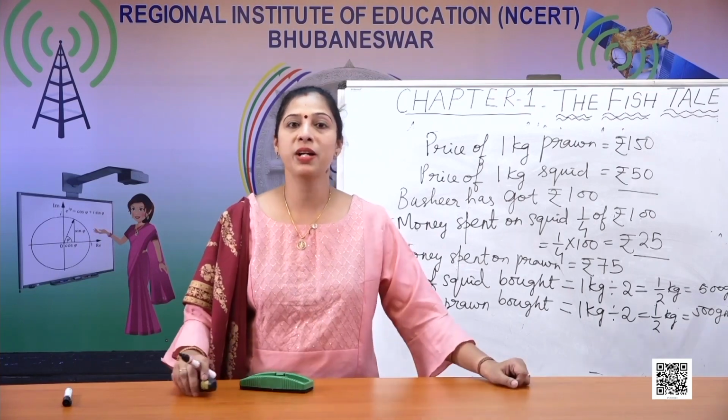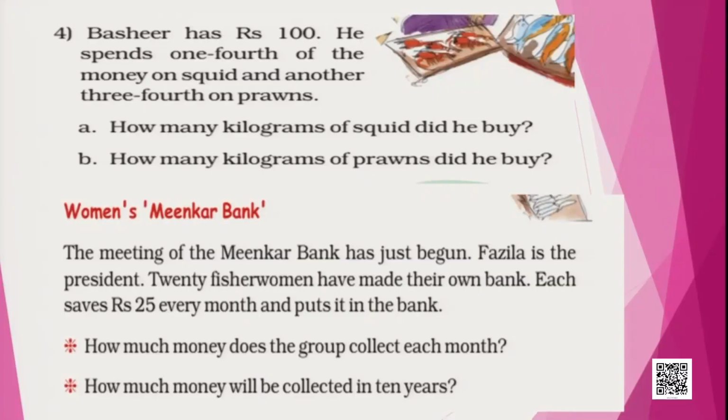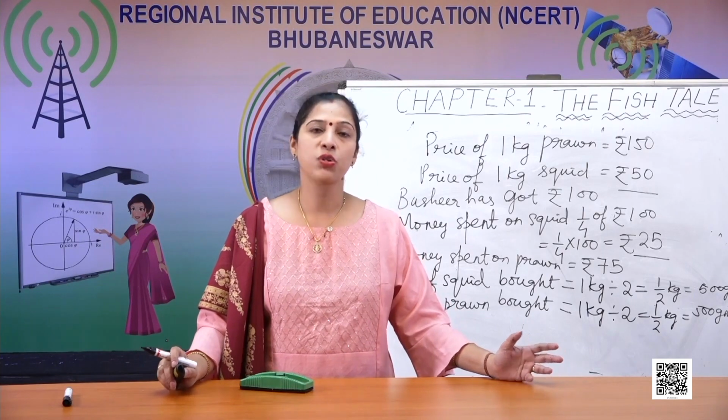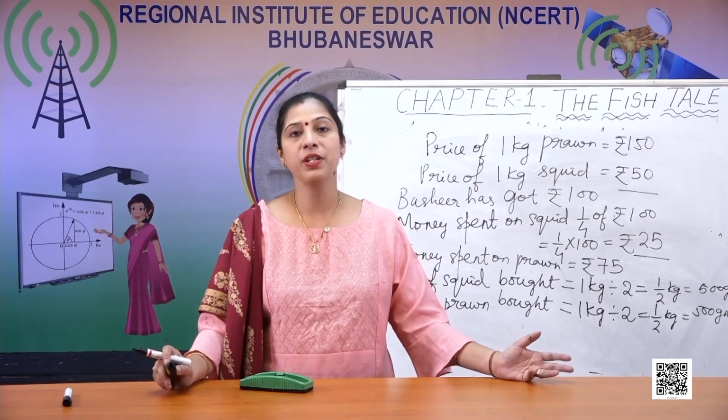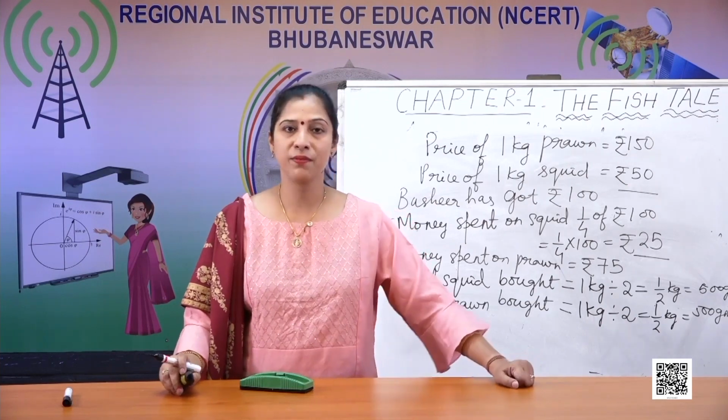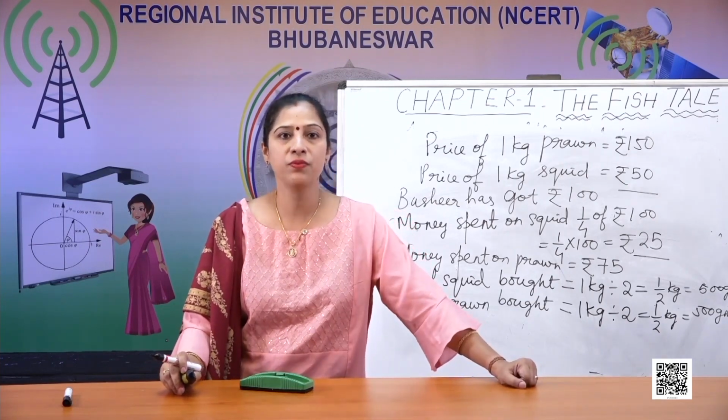So how much money does the group collect each month? This is very easy. We can do it orally. As everyone gives 25 rupees every month, 20 people will give 25 into 20, that is 500 rupees per month, given by these 20 fisherwomen.